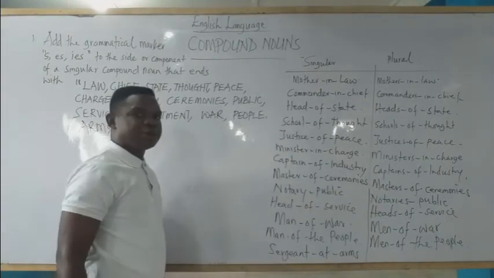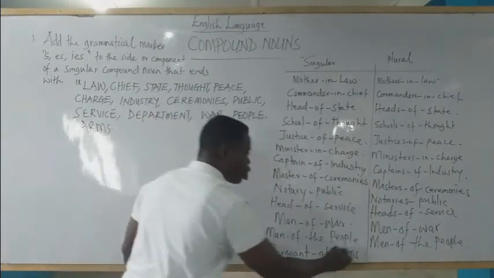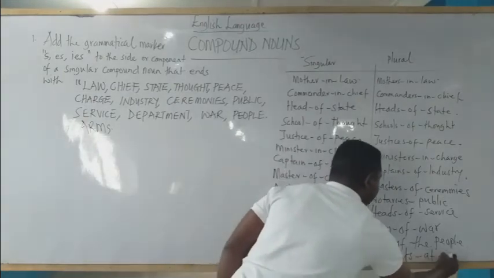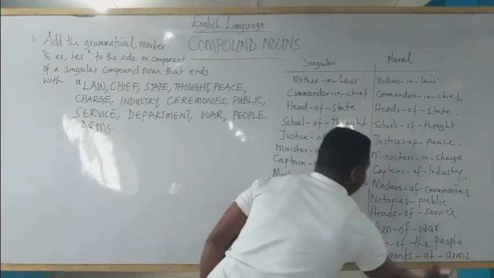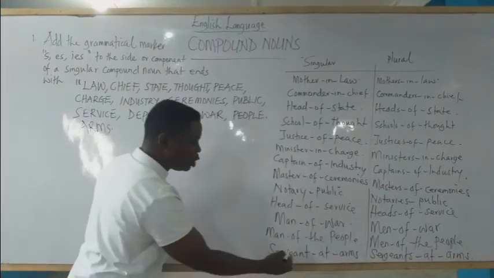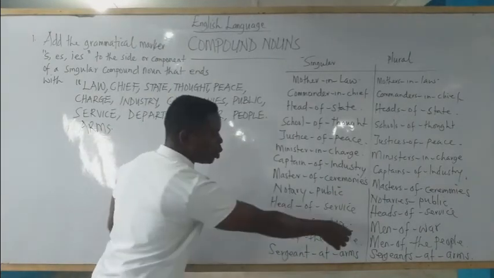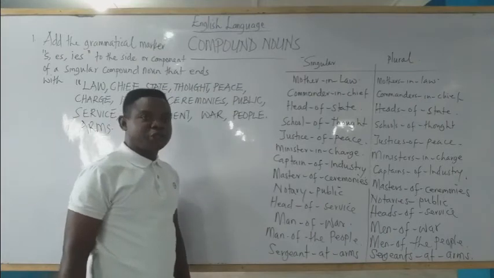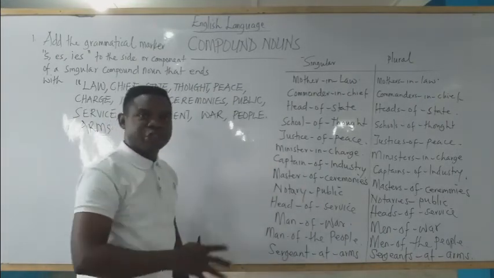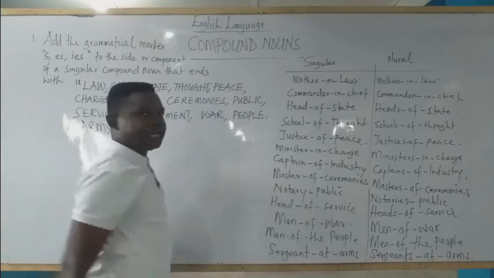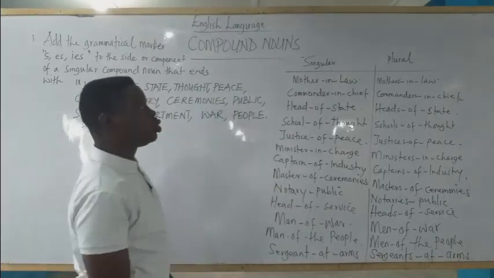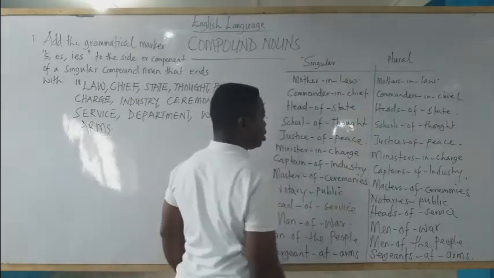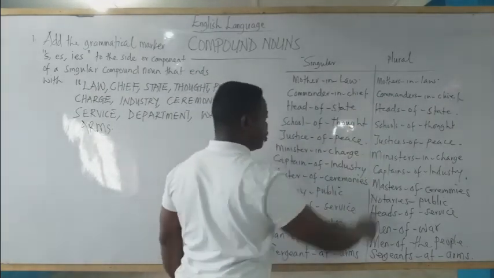Then the last one is what? Sergeant at arms. In the plural form, that becomes what? Sergeants at arms. Already, the arms has what? S. So you add your S to the first component, and that gives us what? Sergeants at arms in the plural formation. So this is the first step, the first stage in forming what? Compound nouns. That's the first one. Now the second one, look at it. We have mothers-in-law, commanders-in-chief, heads of state, schools of thought, justices of peace.